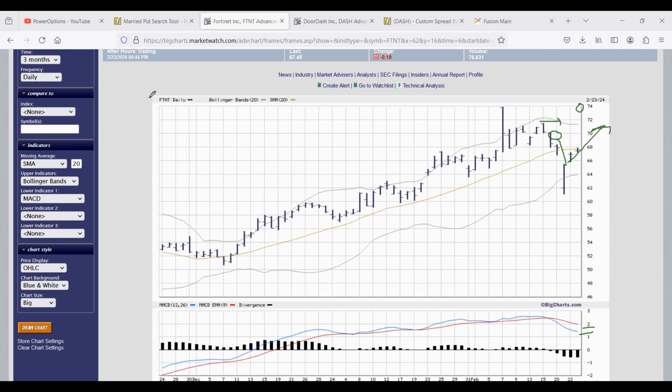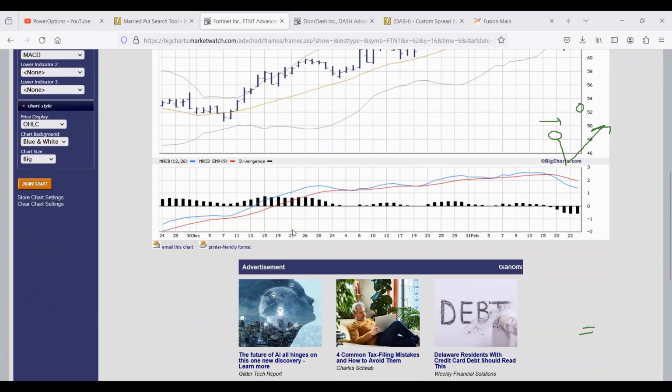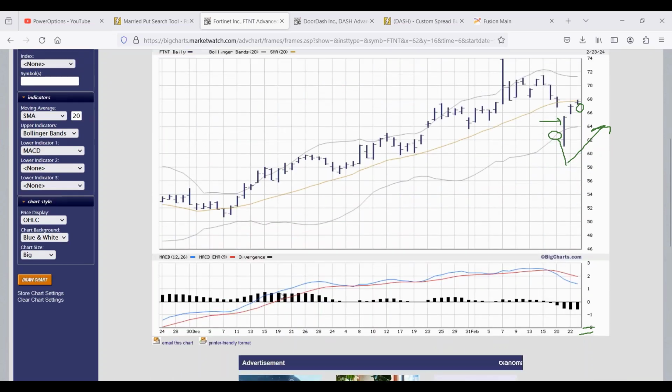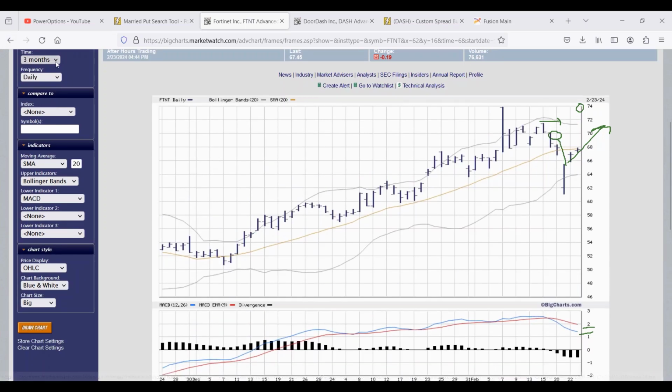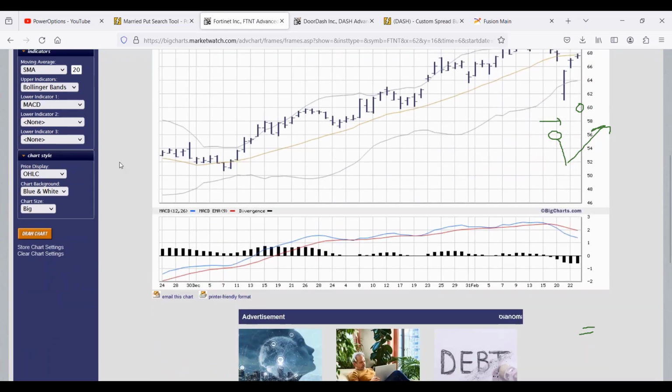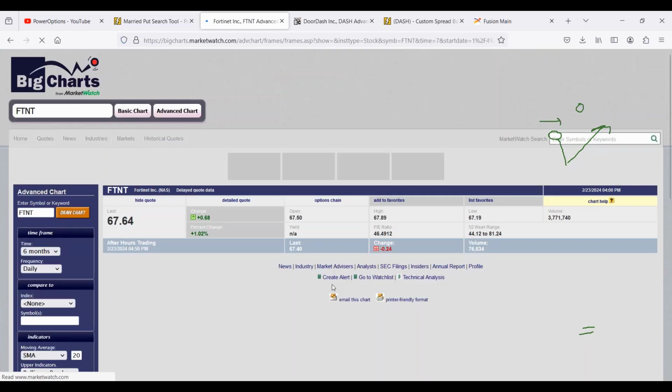But let me go back to the 6-month chart. It was in January here, right around this time when the stock was at 58 or 59. That's when I moved my January put at the 65 strike out, I think to August. No, I think I went to January, actually. January of 2025, 70 strike put on Fortinet to continue the trade going forward because of the metrics that I saw.